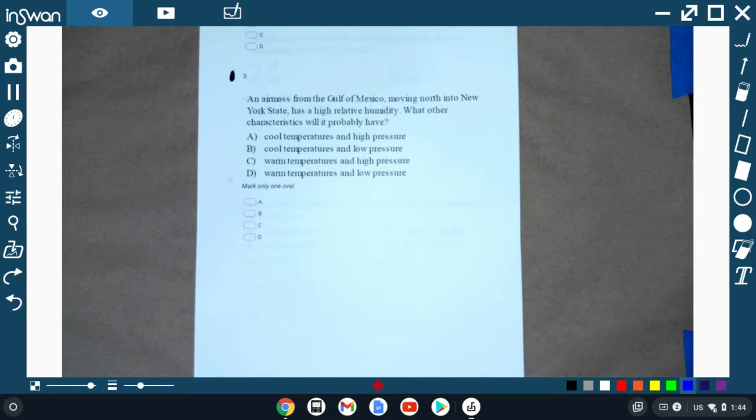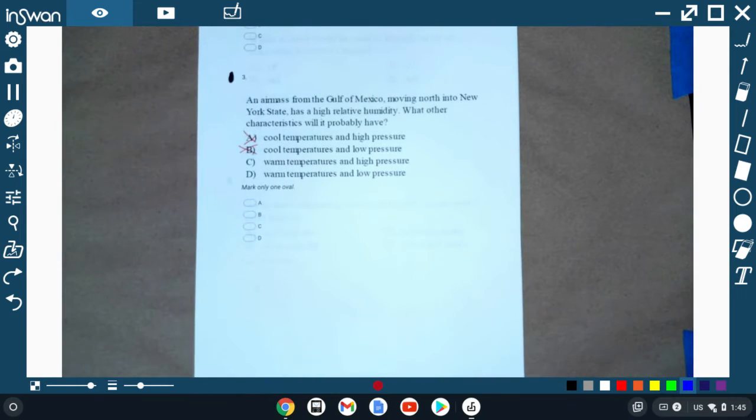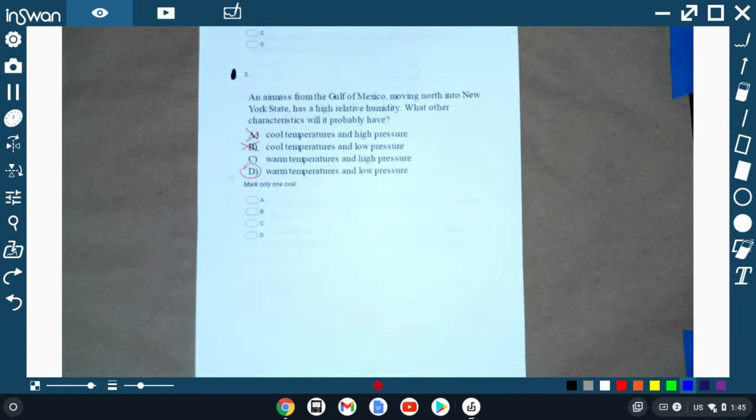Number 3, an air mass from the Gulf of Mexico moving north into New York State has high relative humidity. What other characteristics will it probably have? Well, the Gulf of Mexico is a pretty warm area, so we'll have warm temperatures. We can automatically say B and A are not it. Those warm waters are going to want to evaporate and draw air up. If the air is drawn up, that means below there's less pressure. So letter D.